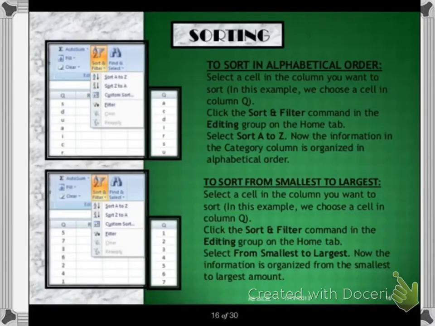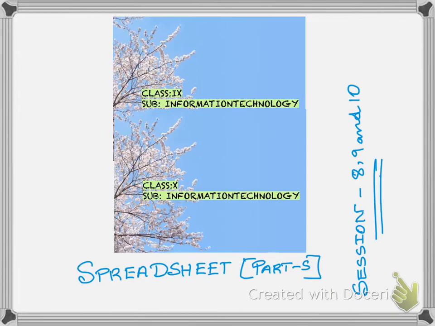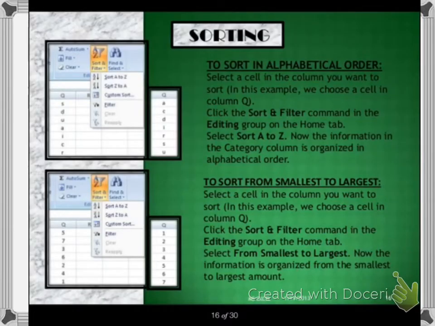Okay. So today we are going to discuss sessions 8, 9 and 10, starting with session 8, sorting. We all know the literal meaning of sorting. Sorting is a process of arranging data. Now in Excel, we can sort data in two ways, ascending and descending. If you want to sort in ascending order, you should click on the Sort A to Z button. If you want to sort data in descending order, you should click on the Z to A button, under Sort and Filter.